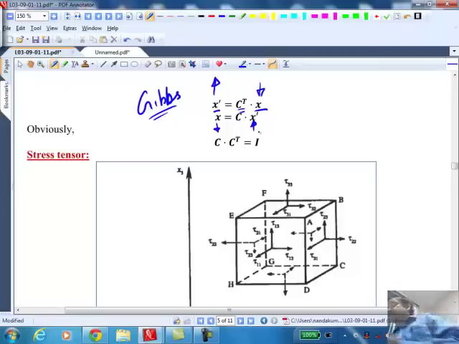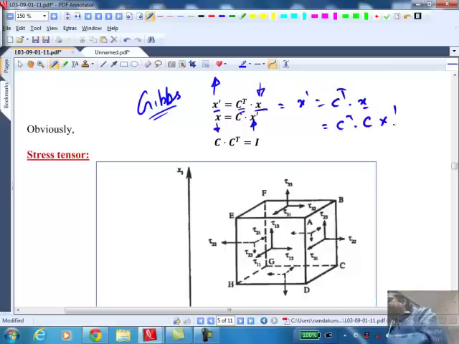So if I do the substitution here, what you will find is x prime equals c transpose dot x, but x is equal to c transpose dot c x prime, right? So x prime and x prime must be 1. So c transpose dot c must be equal to the identity matrix, okay? Or similarly, c c transpose must be equal to the identity matrix. That is, the transformation is unique. You'll go back to the same point.